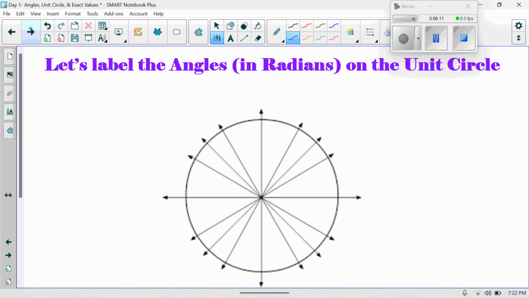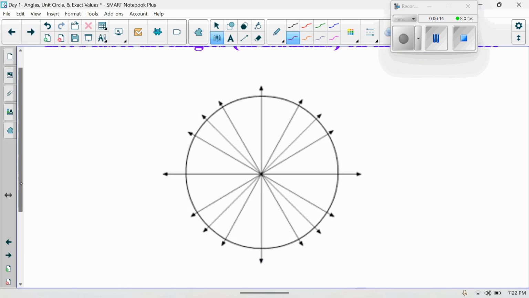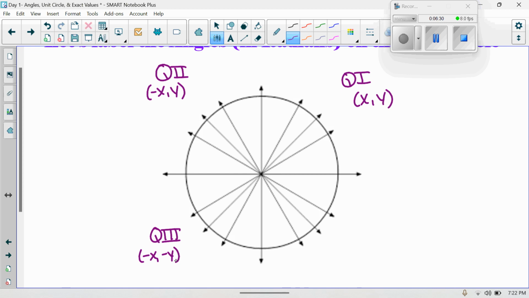So here is my unit circle. I'm going to start by labeling my quadrants. This is quadrant 1, which is positive x, positive y. Quadrant 2, negative x, positive y. Quadrant 3, negative x, negative y. And quadrant 4, positive x, negative y. I am on the unit circle, so if you would like, you can label your 1, 0, 0, 1 in those. But I'm going to start with my quadrantal angles.